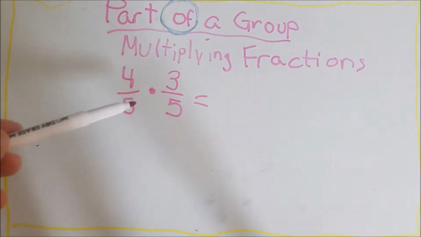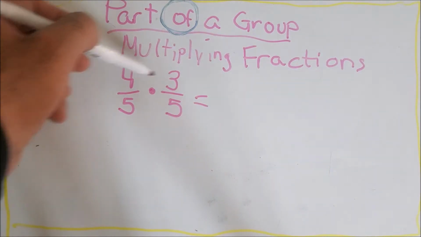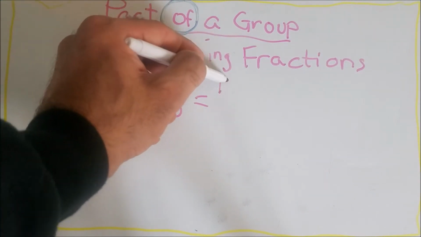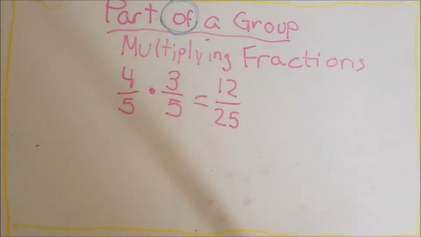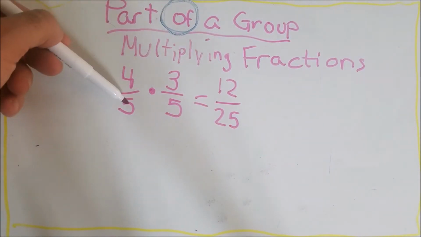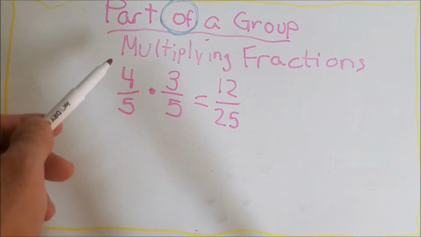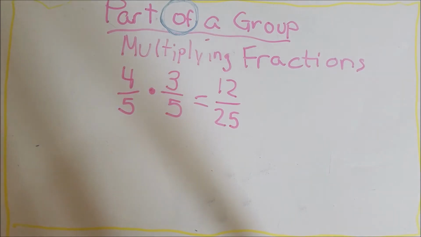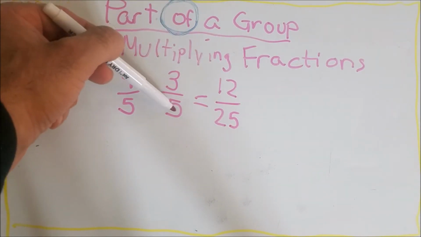Now in addition, we have a common denominator. But in multiplication, we don't need a common denominator. We could just simply multiply across. This will be 12 over 25. 4 times 3 is 12. 5 times 5 is 25. So in multiplication, we just multiply across. We multiply the numerators and we multiply the denominators.